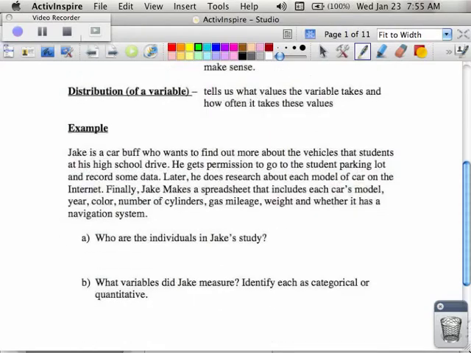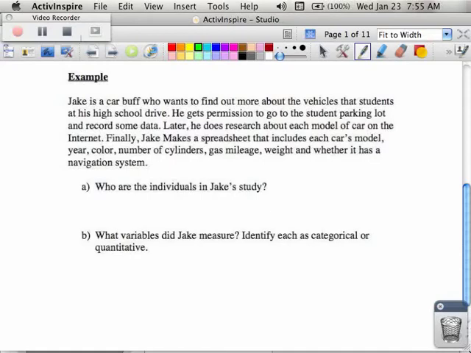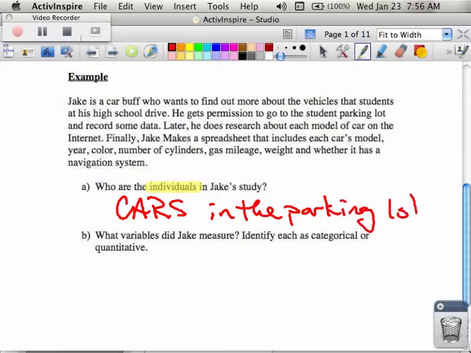So what, in this particular example, are the individuals? The cars. So if you're looking for the individuals, these are our cars in the parking lot. And what variables did he measure? And then let's talk about whether or not they're categorical or quantitative.